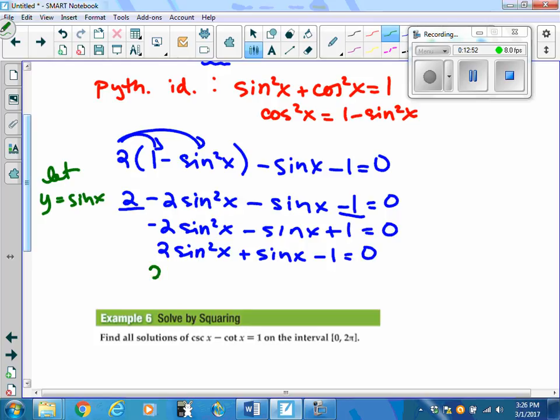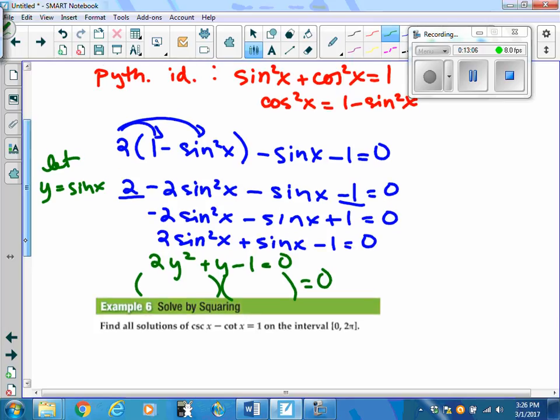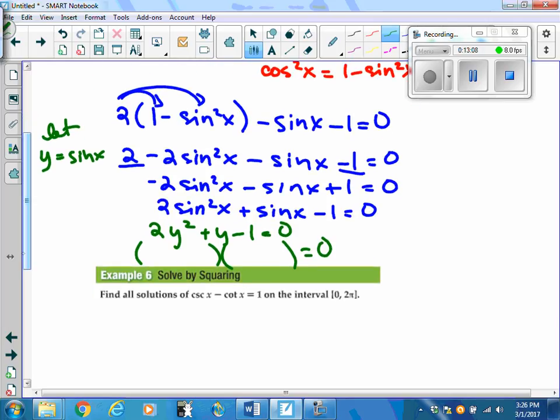So that's going to give me 2y squared plus y minus 1 equals 0. Now I have something that looks a little bit easier to factor. You could use the quadratic formula if you wanted to. I'm just going to factor like normal because my leading coefficient is a prime number, so I know the only way I'm going to get 2y squared is to do 2y and y.